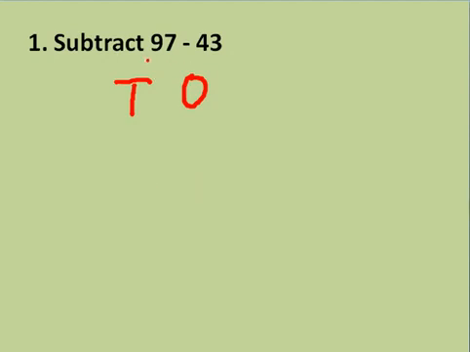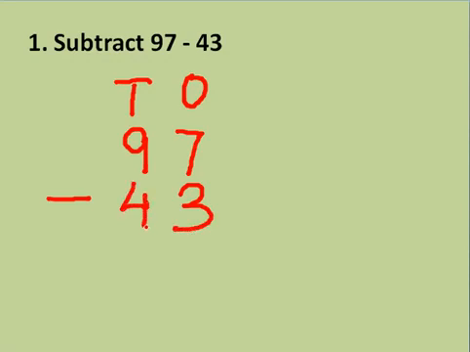Now the larger number here is 97. In that, 7 is at ones place and 9 is at tens place. So below ones place we will write 7 and below tens place we will write 9. We will put the symbol of subtraction and then the smaller number below its places. In ones place the number is 3 and in tens place the number is 4. So at ones place we will write 3 and at tens place we will write 4.